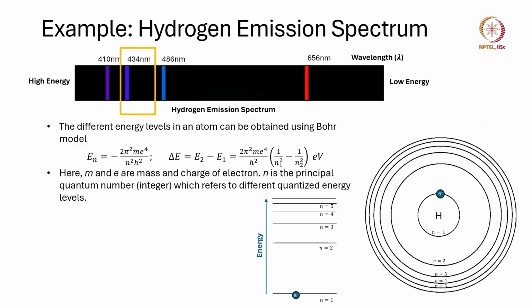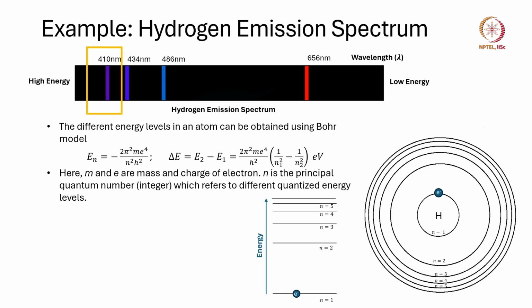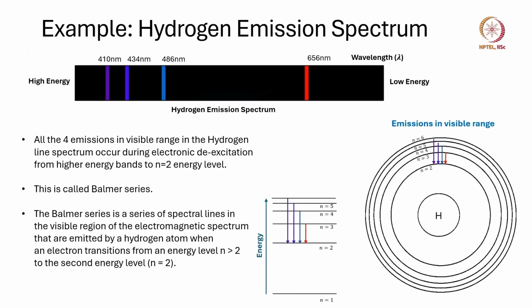For 434 nanometers, we follow the same process, and for this the electron has to transition from n equal to 5 to n equal to 2. And when we follow the same process for 410 nanometers, which is the lowest wavelength, then we obtain that the electron has to get excited to n equal to 6 and then relax to n equal to 2. Just to summarize, in the visible range, the four wavelengths in the line spectrum correspond to these four transitions.